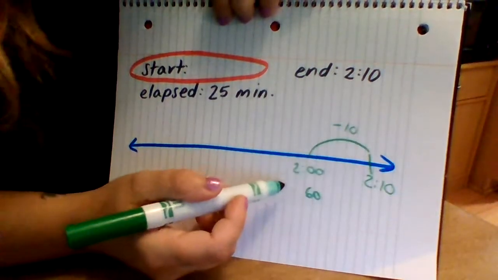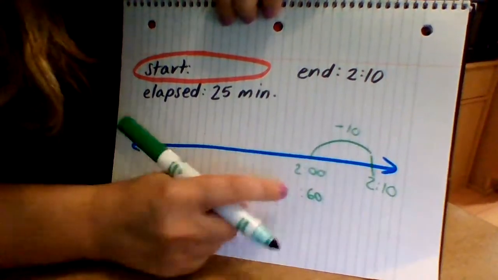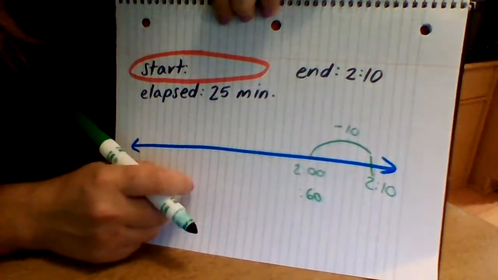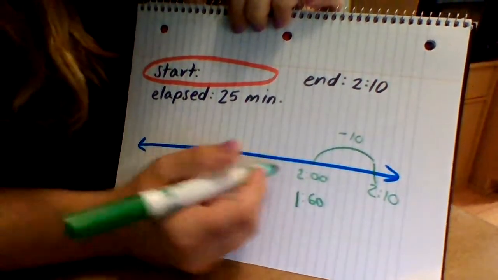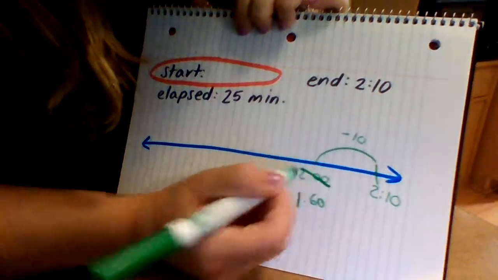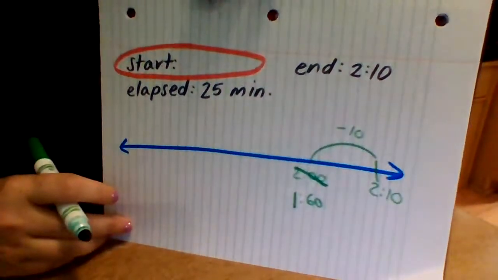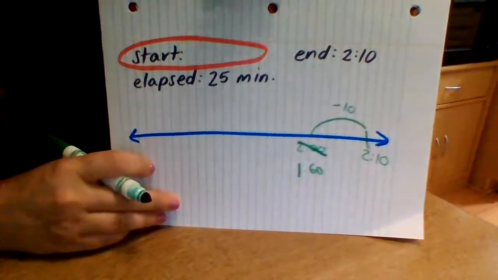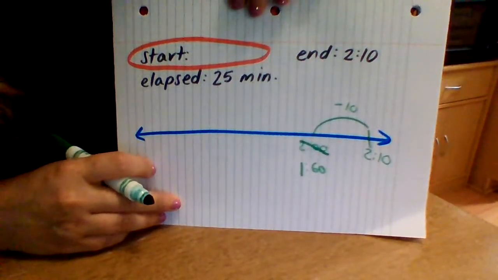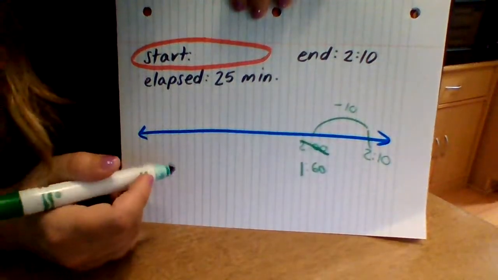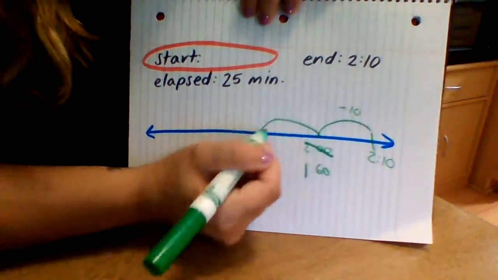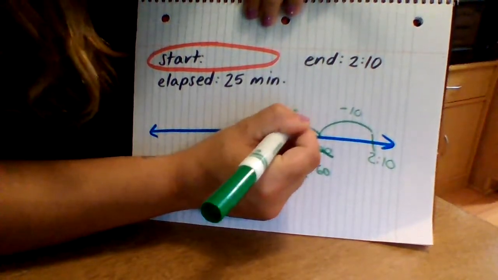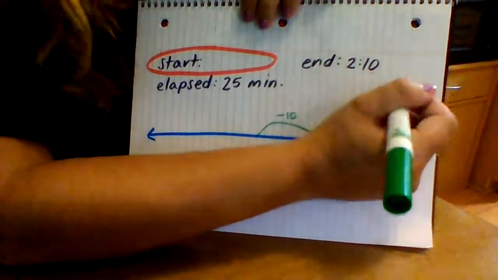But 2 o'clock isn't 2 hours. I can't put a 2 here, 2 hours and 60 minutes. I have to put the hour before 2 o'clock, which is 1 o'clock. 2 o'clock is really the same thing as 1 hour and 60 minutes. So I'm going to use that knowledge to make it easier to solve this problem. I have 1 hour and 60 minutes, and I'm going to take away another 10 because there's 2 10s in 25. And it's easy to take away 10 from 60.